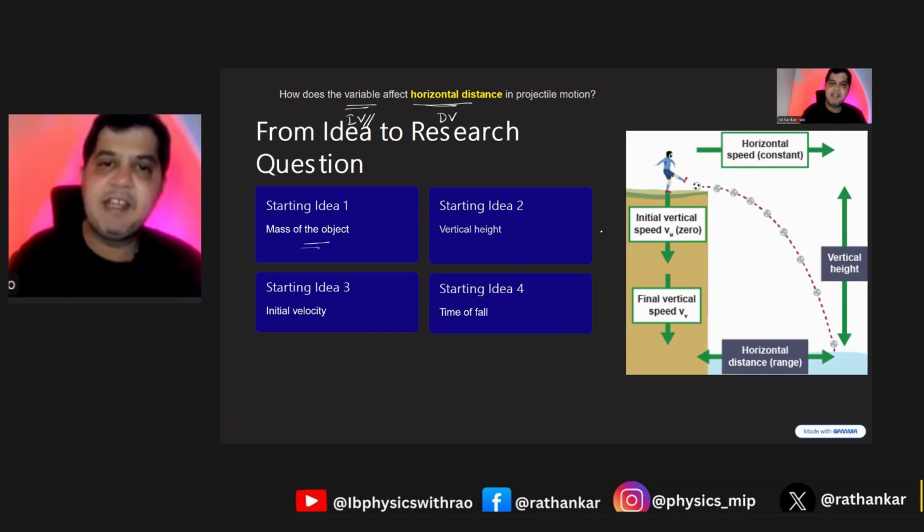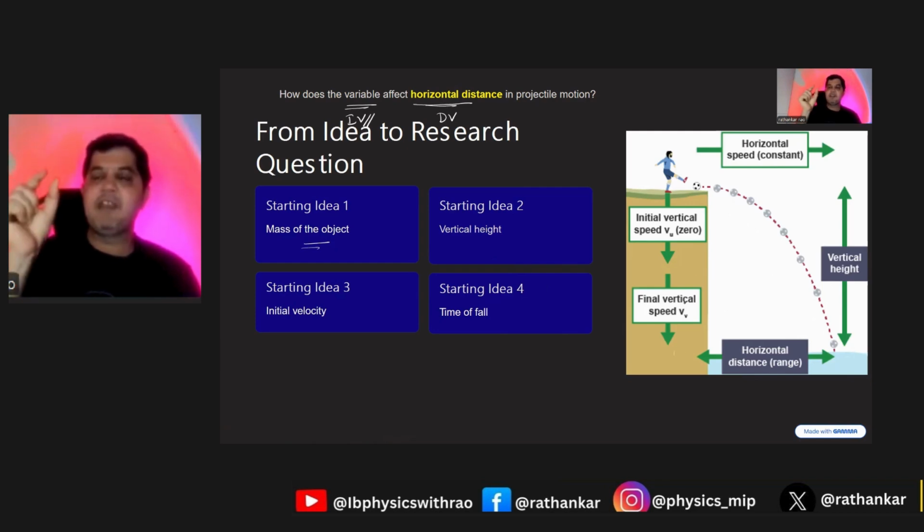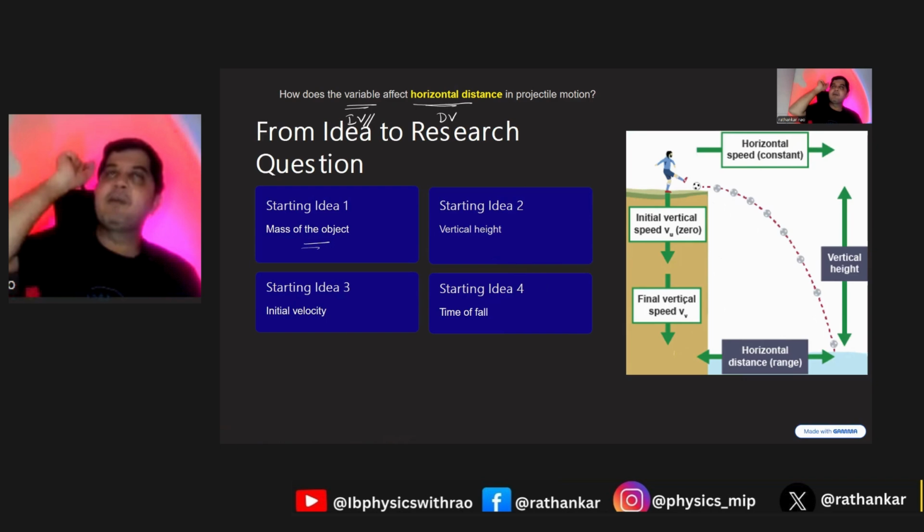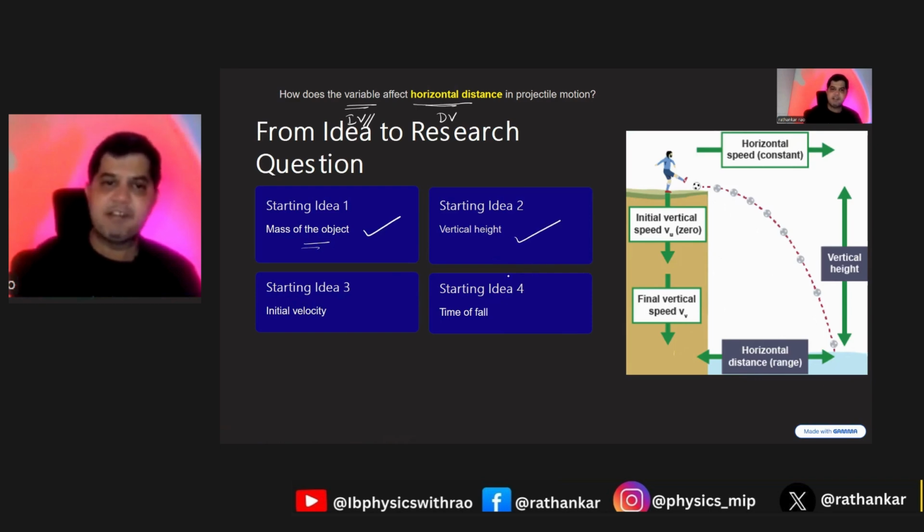If I am throwing from here from a height of, let us say, 1 meter, what is the distance which it falls? If I now lift my hand and throw it from a much larger height, what could be my distance? I can ask that question also. So this question is valid. This question is also valid. You can do an experiment based on this.